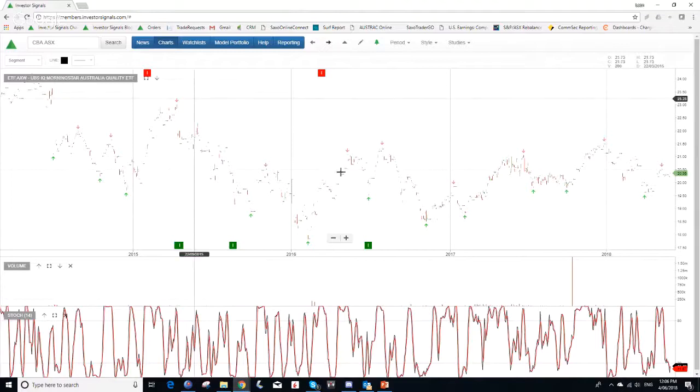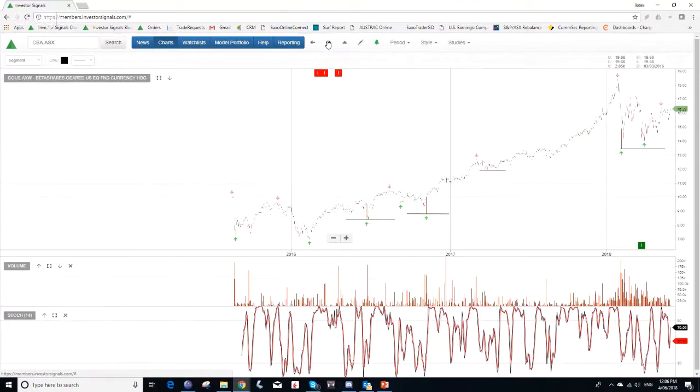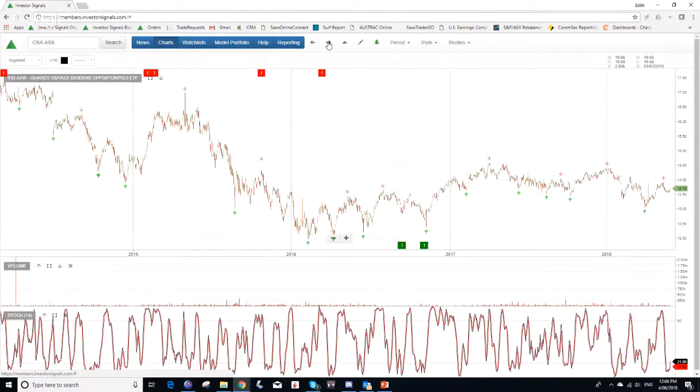UBS Morningstar Australian Quality. So if you look back, you can see where it switched from sell to buy and it was added into the model here. GGUS, this is a double long US equity ETF. I'll run a separate webinar on exchange traded funds, so I won't spend too much time on these for today, and we'll move through these fairly quickly.